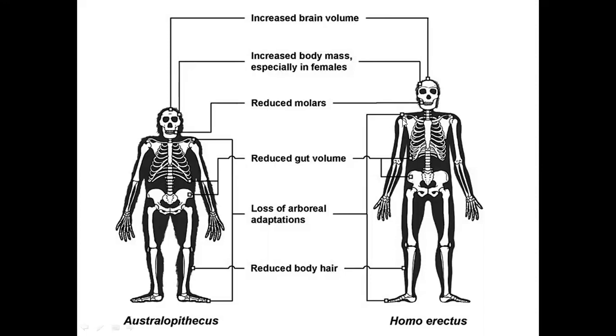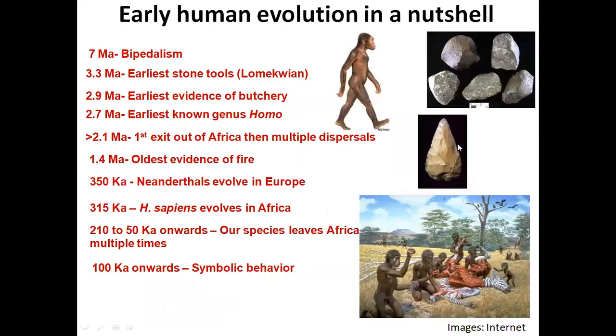So just key milestones in human evolution, according to a timeline. 7 million years ago, we have bipedalism, maybe even older. 3.3 million years ago, we have the oldest stone tools. 2.9 million years, we have the oldest evidence of meat eating. This is based on fossil evidence. Then we have the earliest appearance of genus Homo. We leave Africa more than 2 million years ago, and I'll show you that evidence. Then we have the oldest evidence of fire making or fire control, 1.4 million.